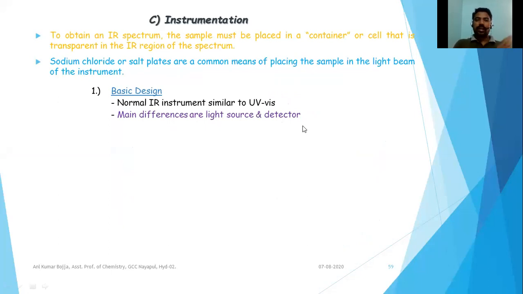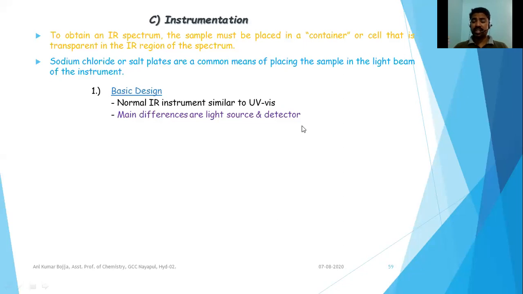But here those light sources won't work, because they exclusively produce light pertaining to the ultraviolet and visible region only. Here the light sources we use have to produce light in the region of 12,500 centimeter inverse to 667 centimeter inverse of wave number. That is, radiation with wavelength from 0.8 micrometer to 15 micrometer.